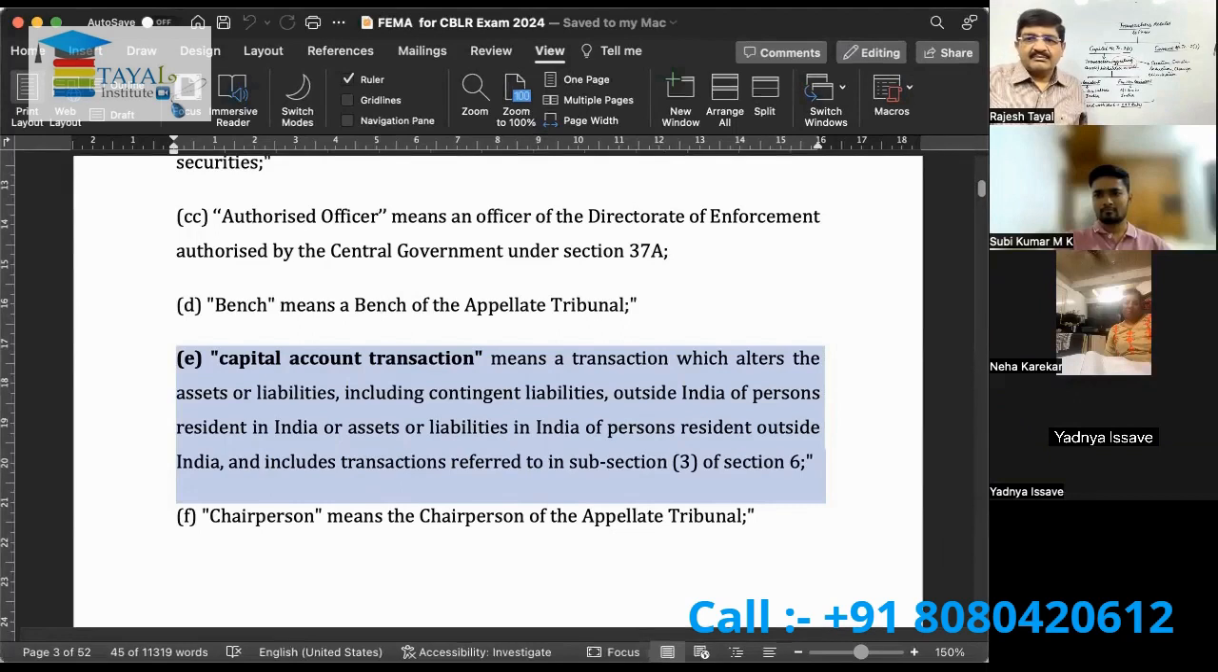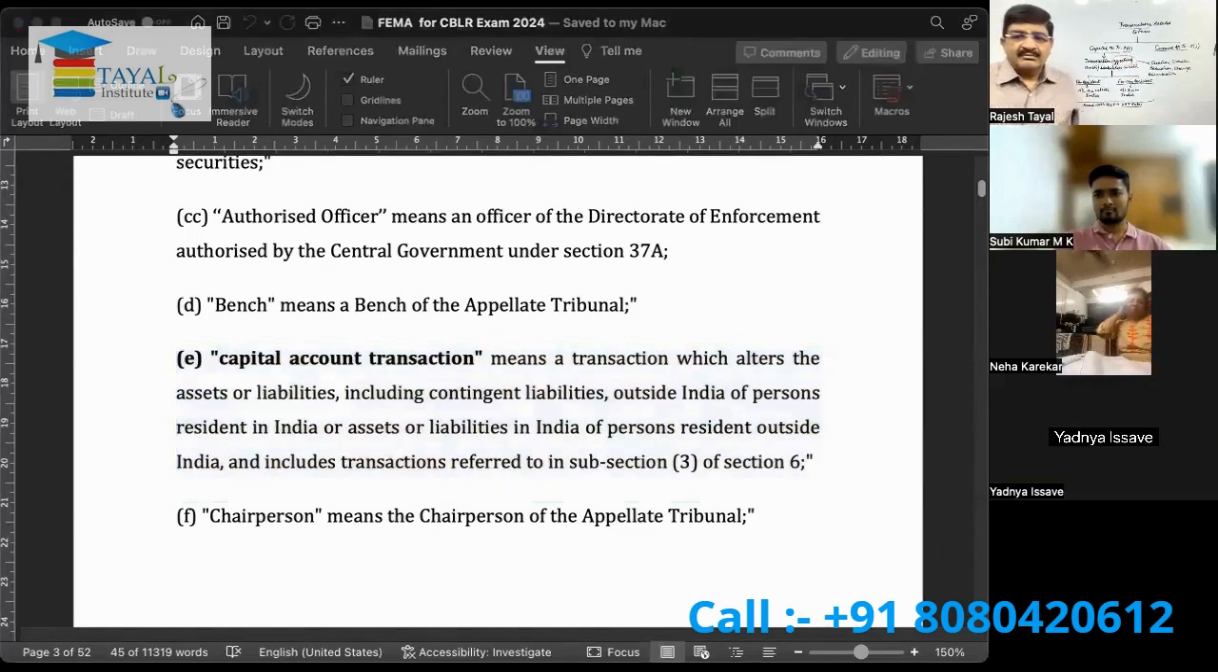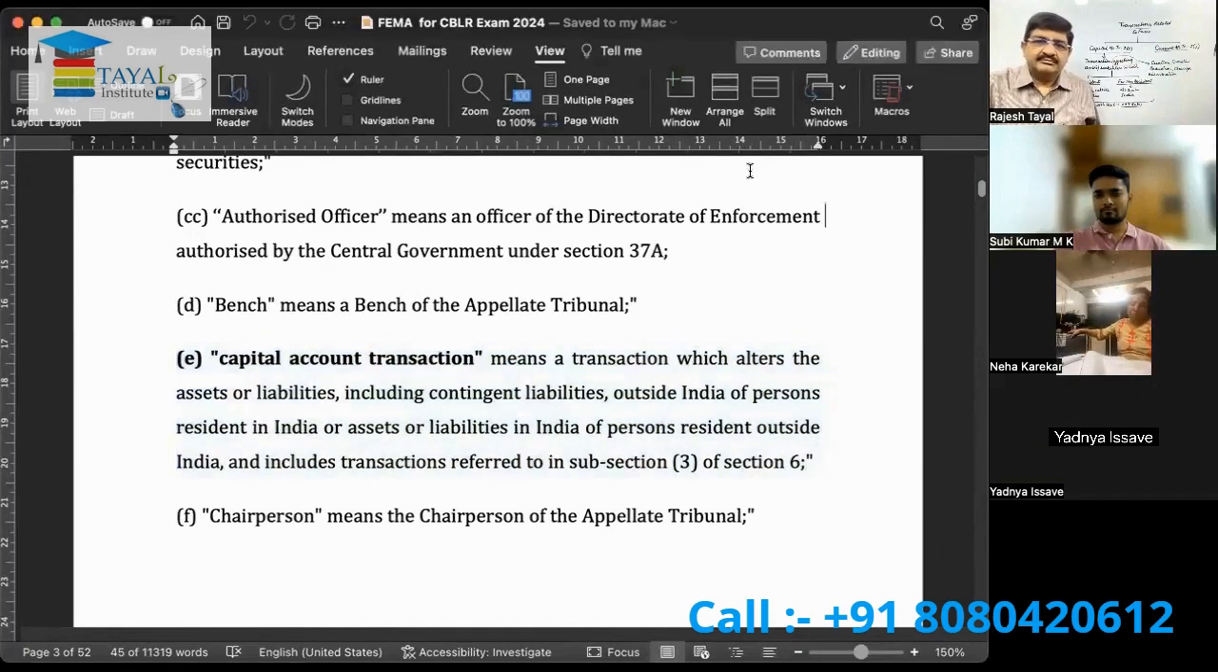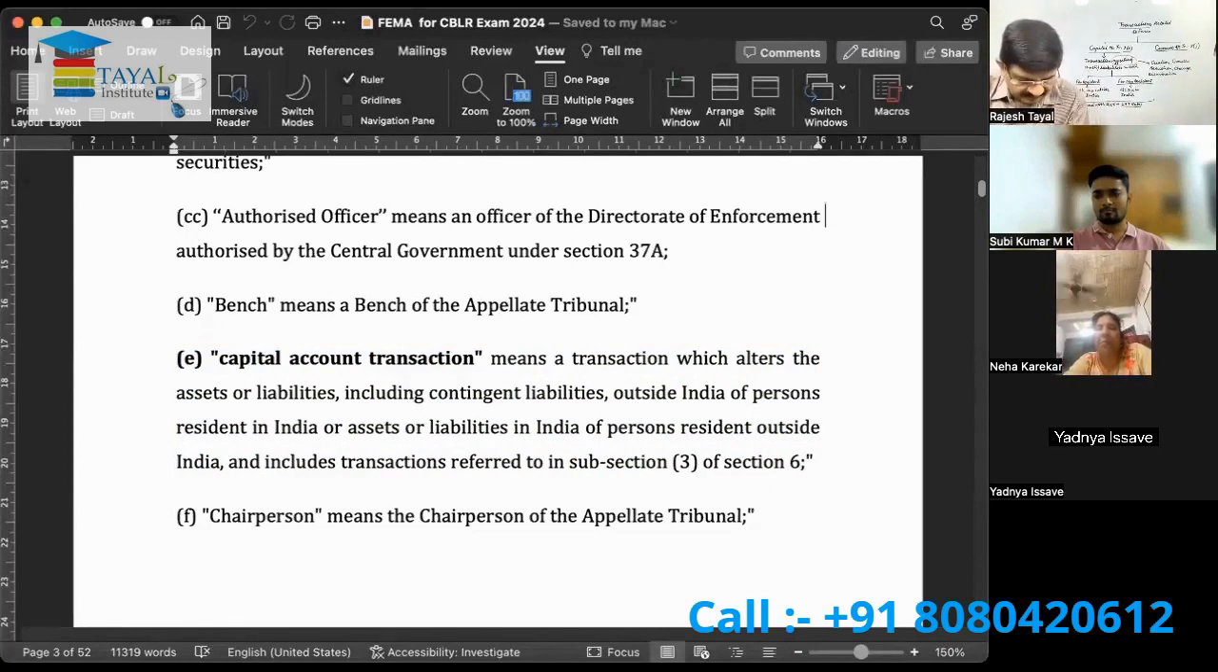Sir, in this scenario, a person who has a property outside India falls under section 2, clause E. Any resident of India who has a property outside India. The Government of India has now come up with the LRS scheme, where one can invest up to $2.5 lakh per year and either purchase property or start a business, whatever you want to do, freely. Will this fall under capital account transactions? Yes.